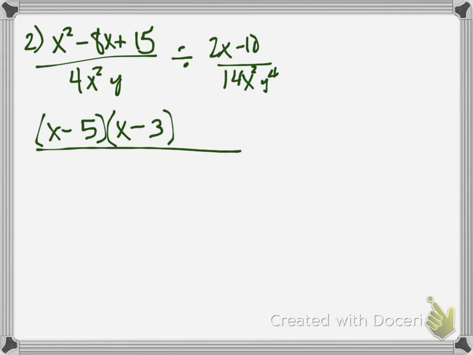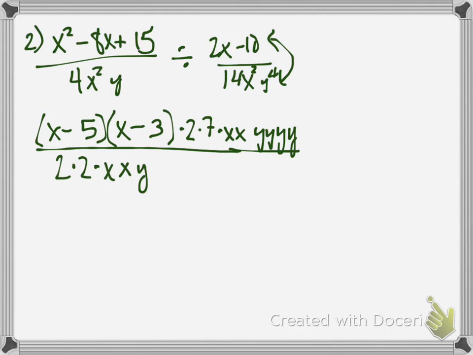Okay, now the next fraction, those two switch. So really I need to do the prime factorization of 14x squared y to the 4th power. So that would be 2 times 7 with 2 x's and 4 y's. And then on the bottom I have 4, which is 2 times 2, 2 x's and 1 y. And then the 2x minus 10, notice both numbers are divisible by 2. And so I can factor out a 2 and get x minus 5.